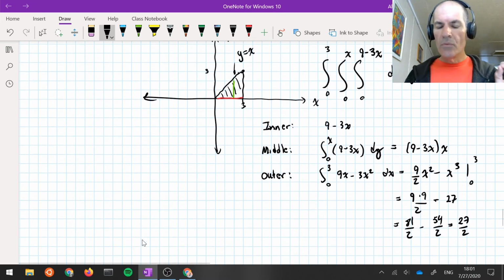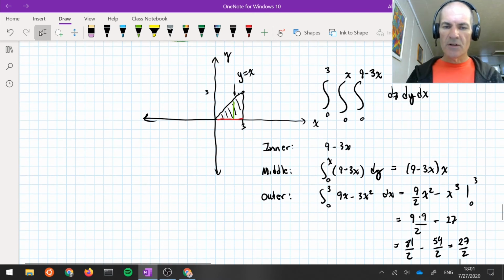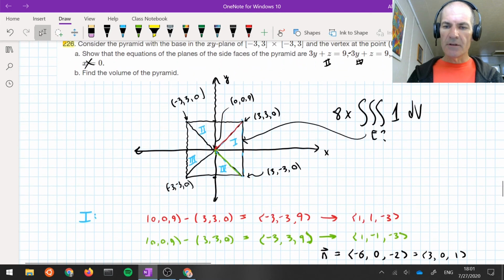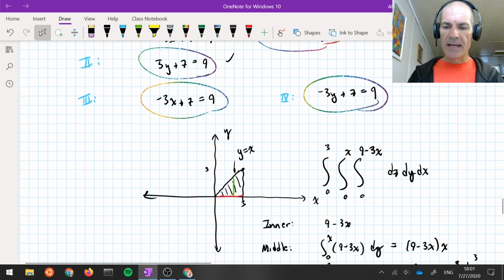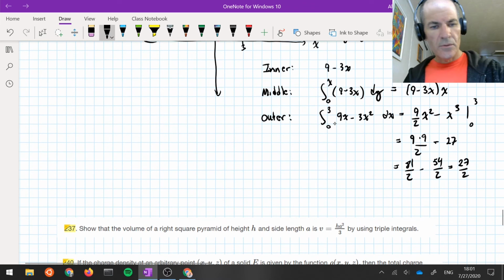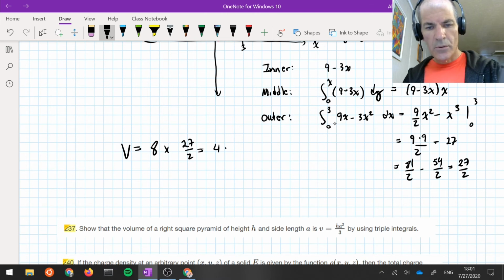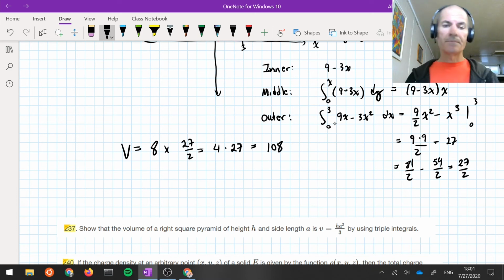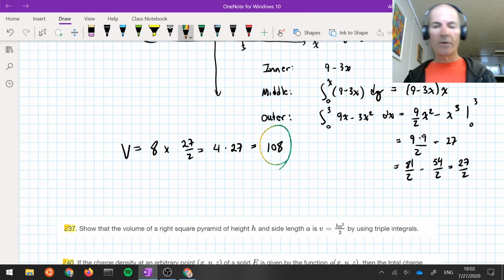So now we have to be careful. We're not quite done. That's the volume of just the piece of this square-based pyramid that sits above this region in the xy plane. By our symmetry argument from earlier, we need to multiply that by 8. And so the final volume is 8 times 27 halves, aka 4 times 27, aka 108. Final answer, 108.